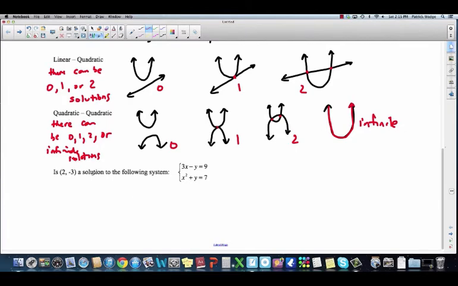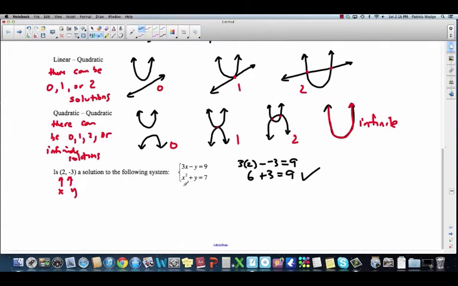Is 2, negative 3 a solution to the following system? So what we're asking is, do this x value and this y value satisfy both of these equations? Well, let's try the top one. That would be 3 times 2 take away negative 3 equals 9. Is that true? 6 take away negative 3 is the same as plus 3, equals 9. That works. So can we already say that yes, it is a solution? Not yet. It has to work in the second one as well.